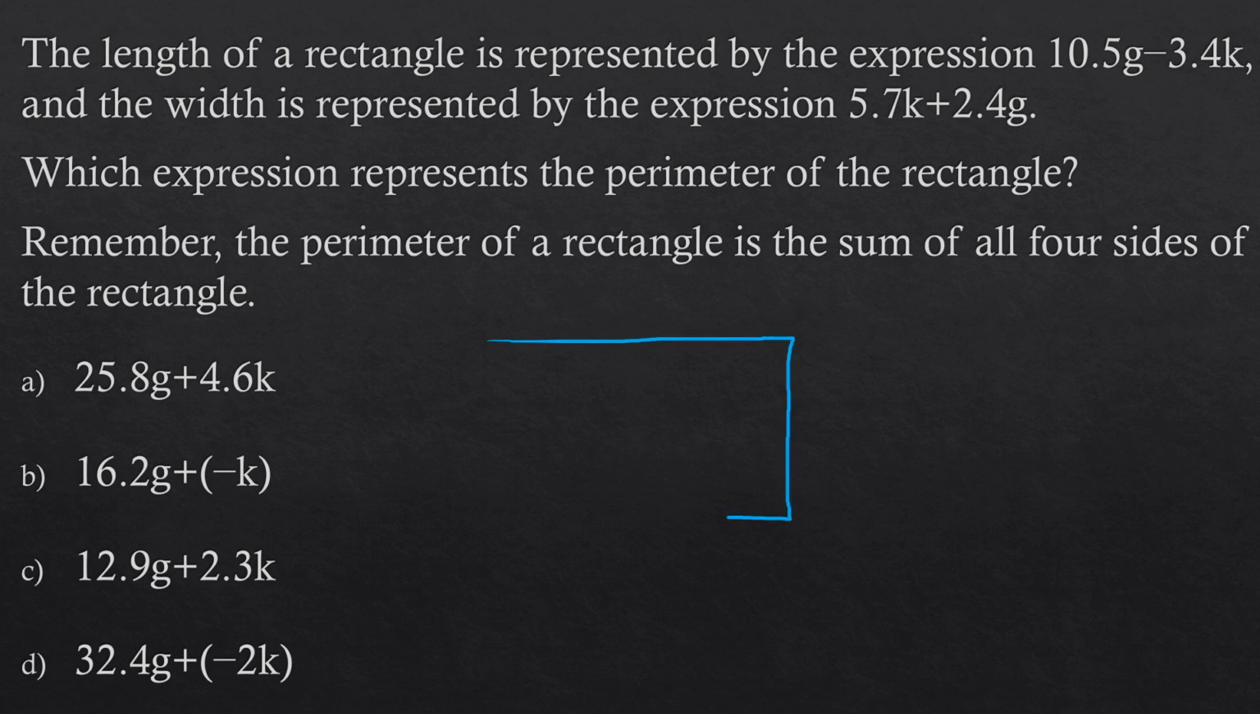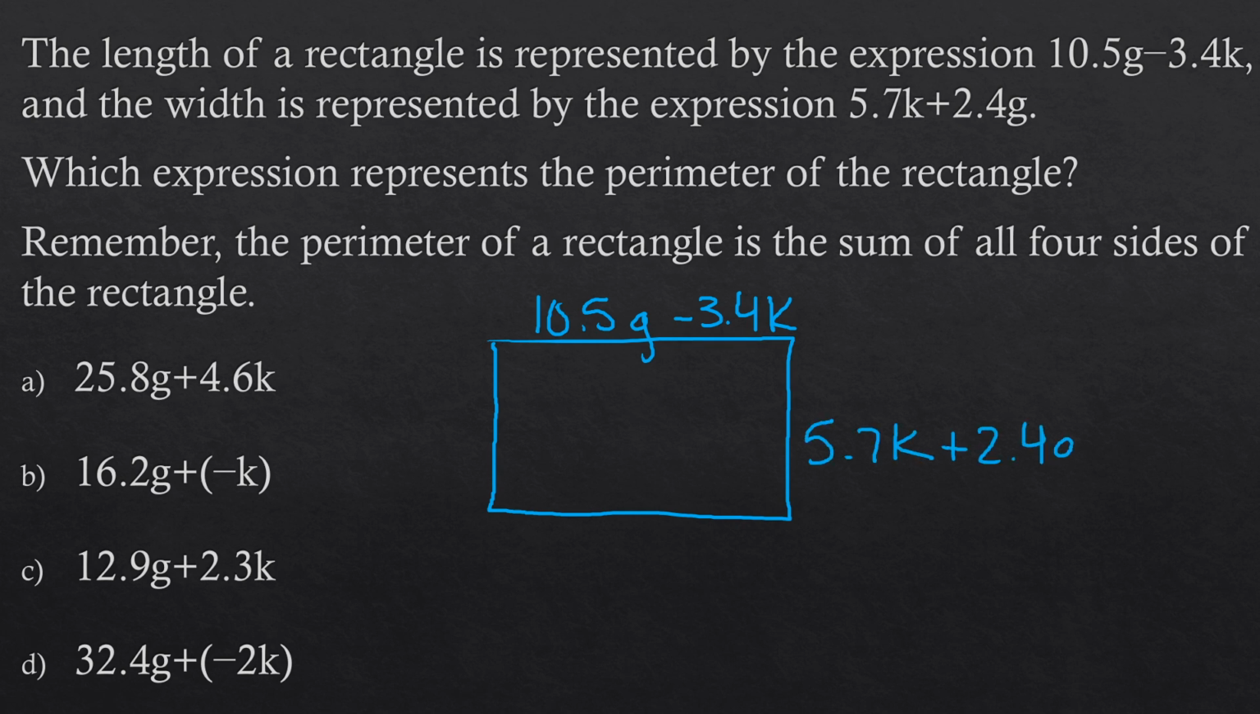So to do this one, I'm going to draw a rectangle. Okay, it tells me that the length of the rectangle is 10.5g minus 3.4k. And it tells me that the width is going to be 5.7k plus 2.4g. Okay, so it tells me two different sides, and I need to add all four sides together.